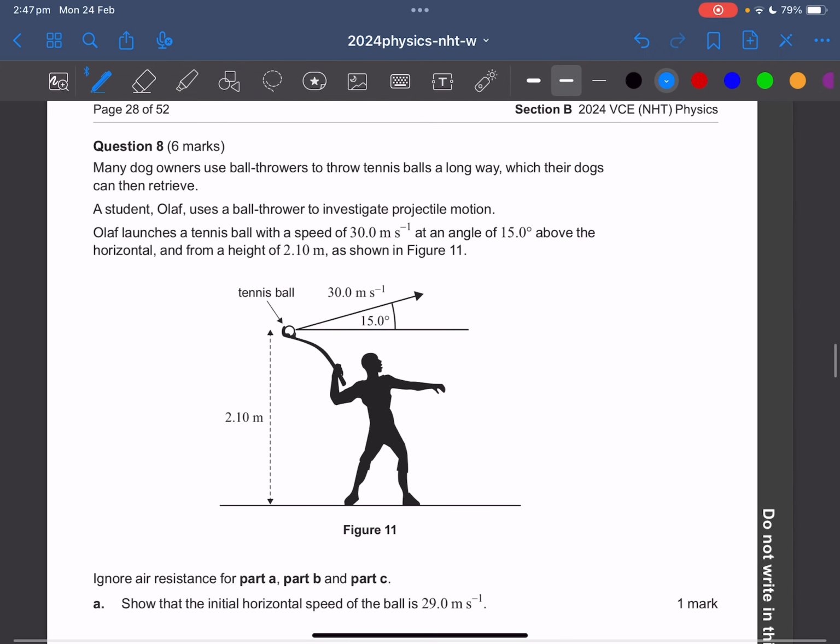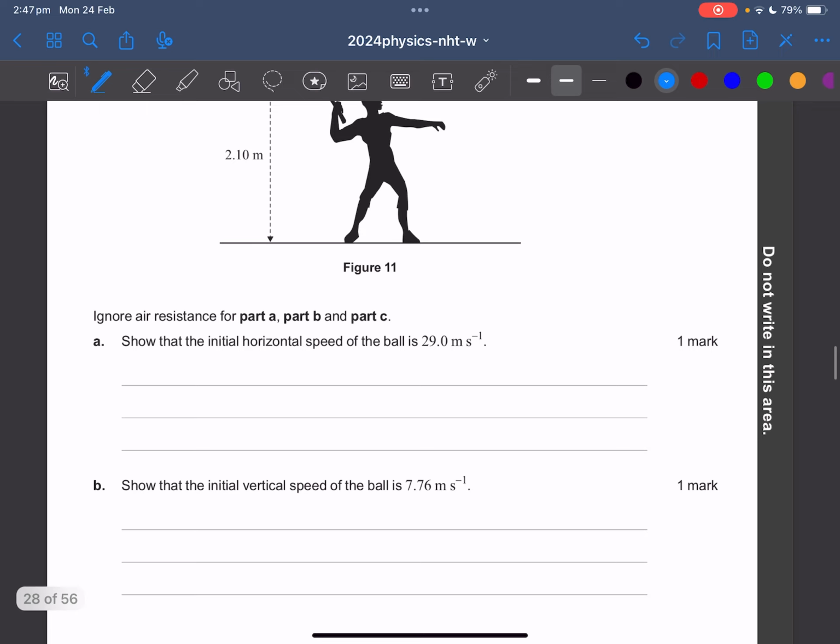Okay. Many dog owners use ball throwers to throw tennis balls along the way, which their dogs can then retrieve. The student Olaf uses a ball thrower to investigate projectile motion. Okay, Olaf launches a tennis ball with a speed of 30 meters per second at an angle of 15 degrees above the horizontal and from a height of 2.1 meters as shown in figure 11. Okay, ignore air resistance for parts A, B, and C. Show that the initial horizontal speed of the ball is 29 meters per second.